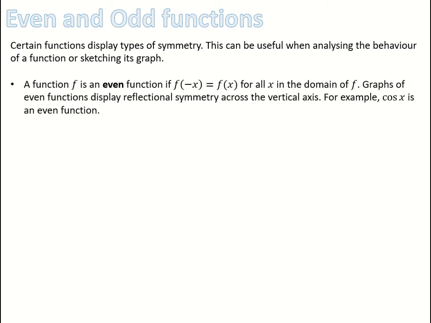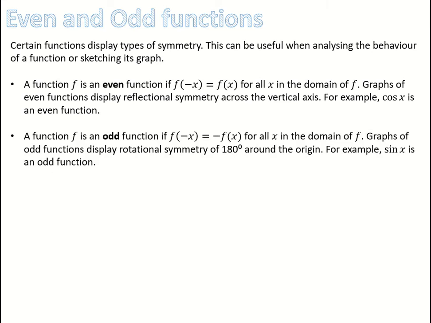So we can say that a function f is an even function if f of minus x is equal to f of x for all x in the domain of f. So graphs of even functions display reflectional symmetry across the vertical axis. For example, cos x is an even function. So if you imagine a cos x function across the y-axis, it is reflectional, okay?